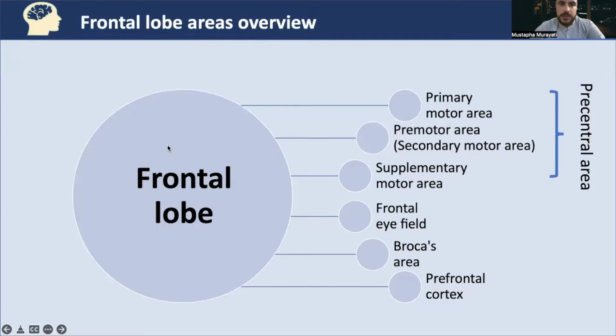Now let's start with the functional areas of the frontal lobe. Indeed, we have these 6 areas we will talk about: the primary motor area, the premotor area, or what's called the secondary motor area, the supplementary motor area, frontal eye field, Broca's area, and the prefrontal cortex.